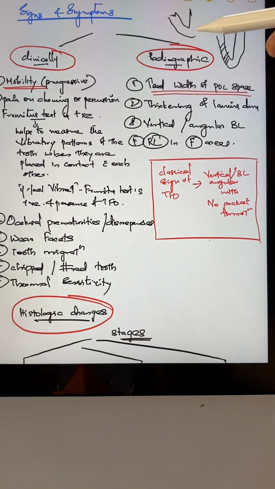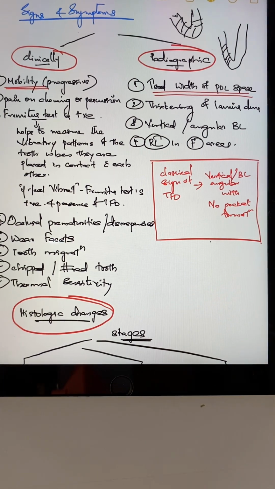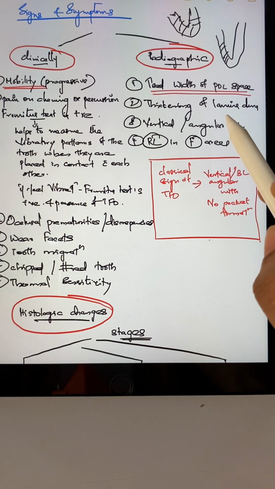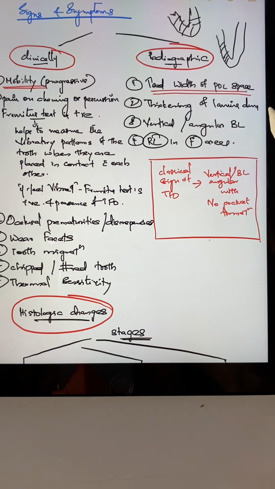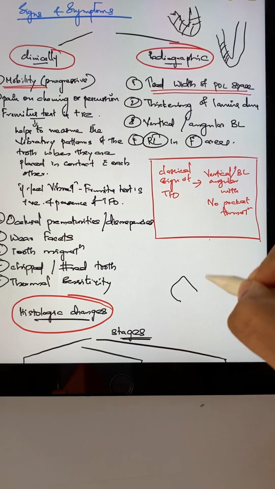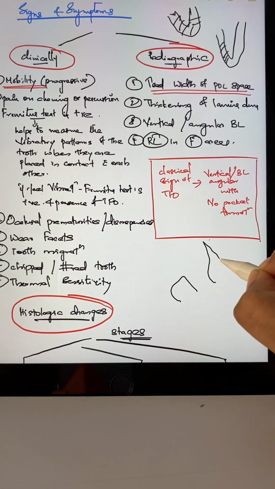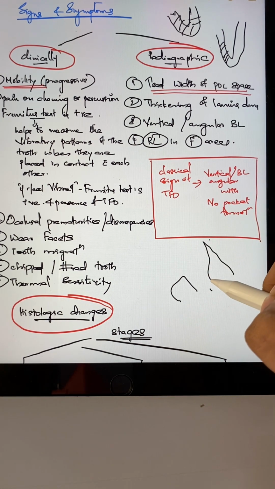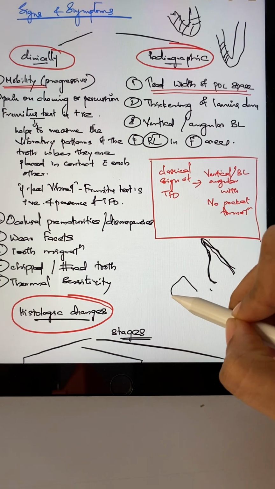See, this width would be more. The width of the periodontal ligament space would be more, and there is thickening of the lamina dura. And the other major classic evidence we can see is vertical or angular bone loss. The horizontal bone loss would be like this, but the vertical bone loss is like this. If this is the tooth, then this is the angular or vertical bone loss, and this is the horizontal bone loss.